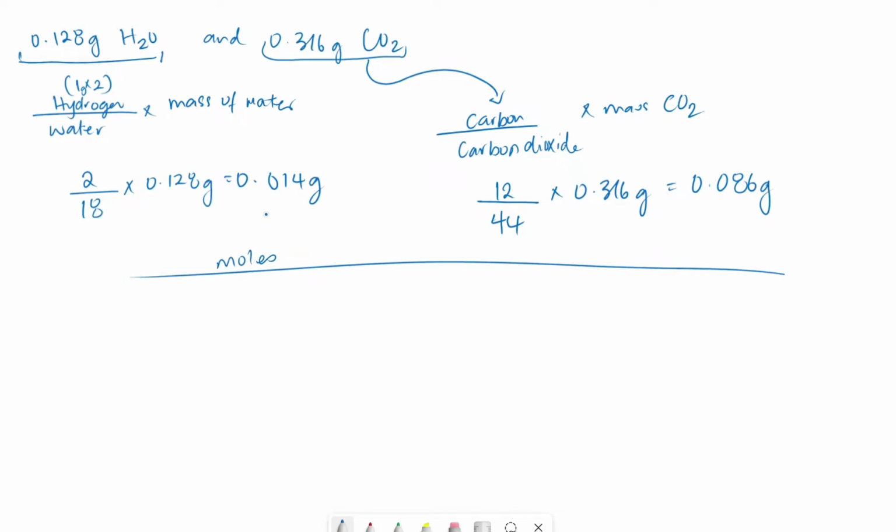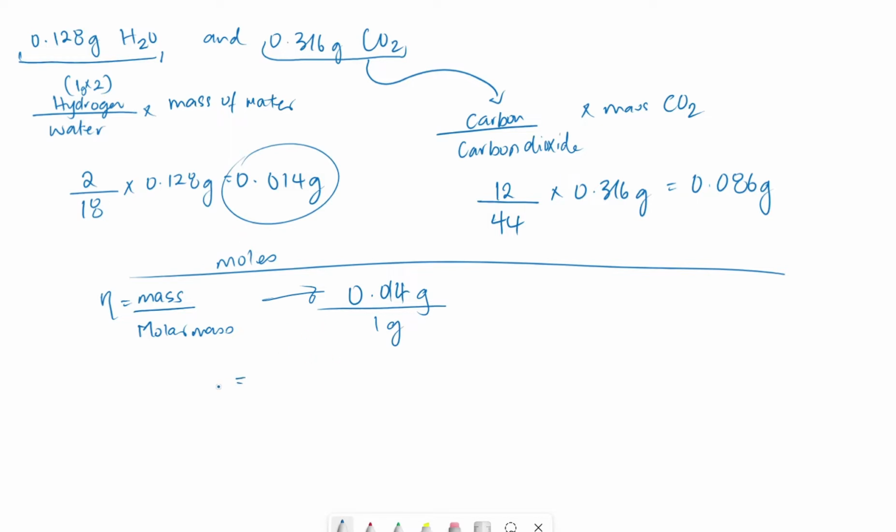Now that we know this, I always tell my students to work in moles. So we need to convert these masses to moles. And you know that number of moles would be equal to the mass of the substance divided by molar mass, right? And if that's the case, the mass of hydrogen that we found, 0.014, divided by the molar mass, and molar mass is the mass of 1 mole of hydrogen, that's 1 gram. So the number of moles of hydrogen that we have is 0.014 moles.